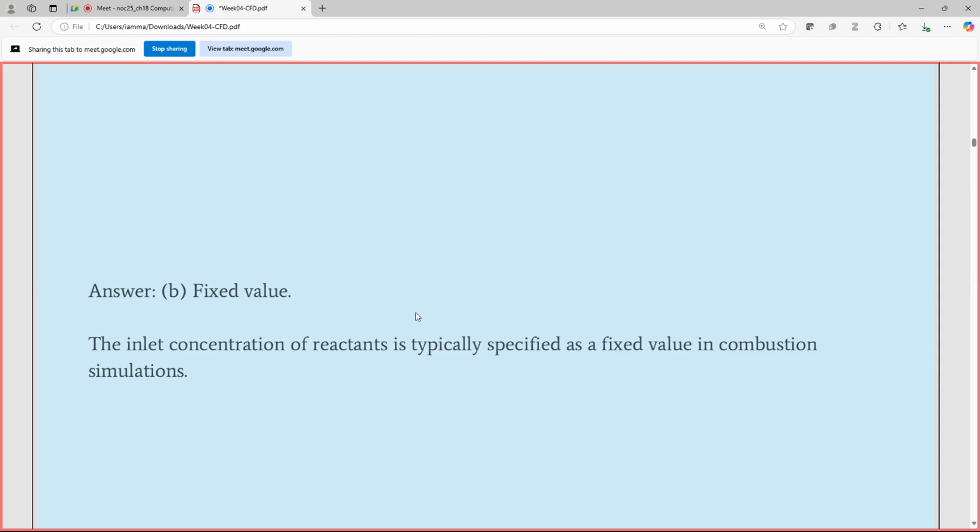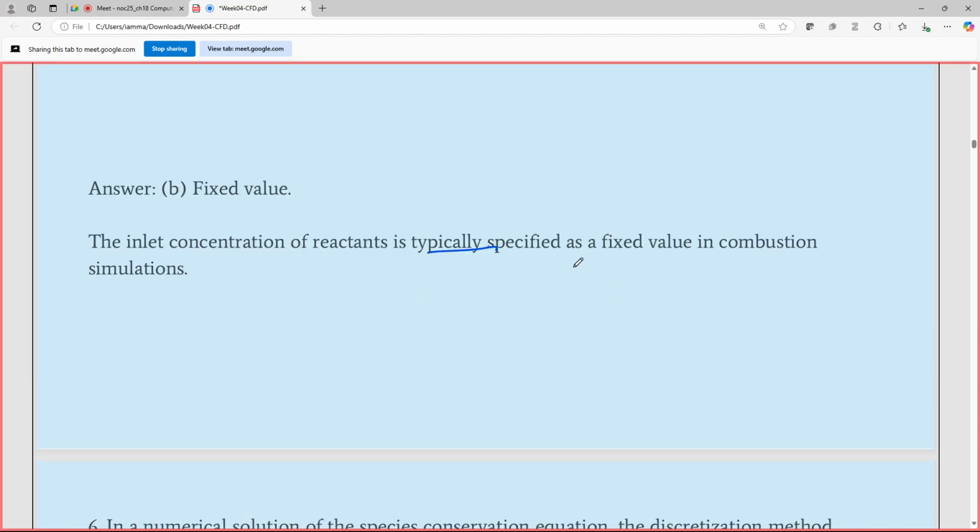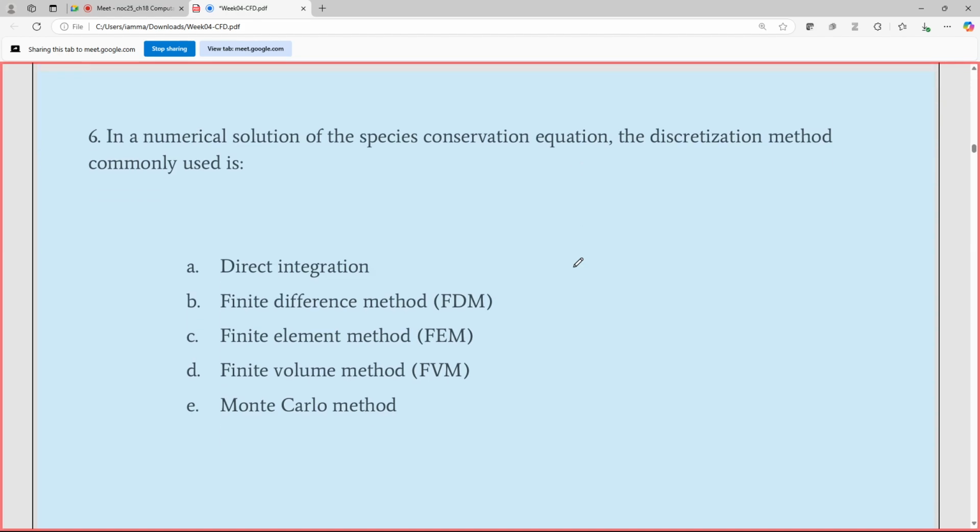And it is typically specified as fixed value, and it can change in rare conditions depending on the combustion process. Moving on to next question.